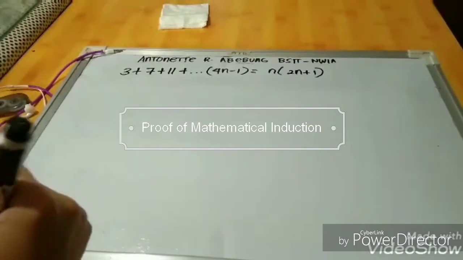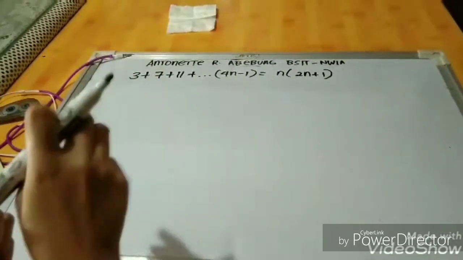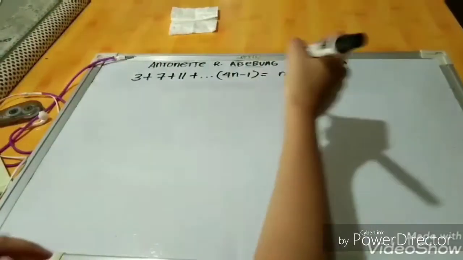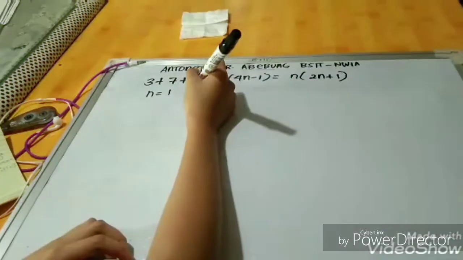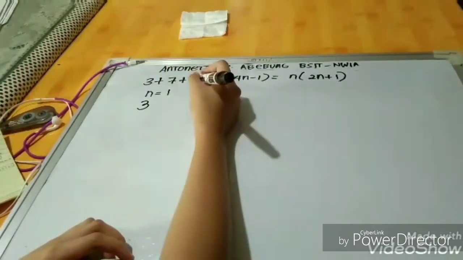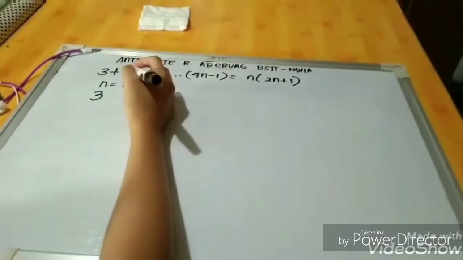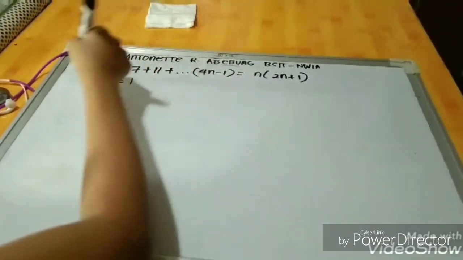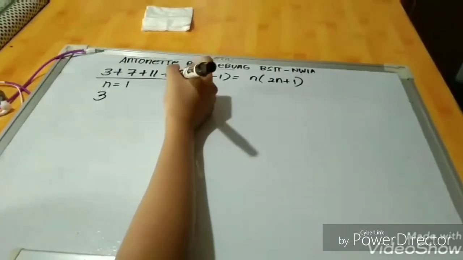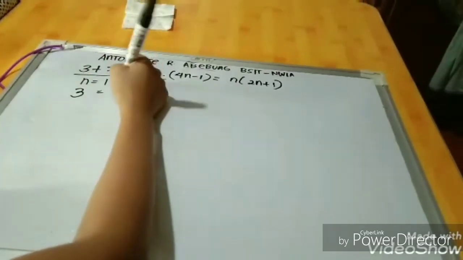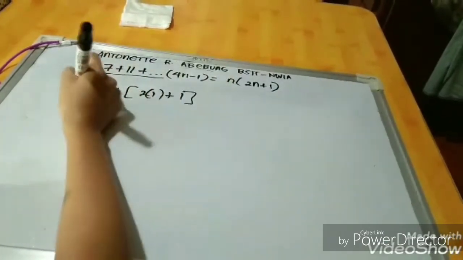The given is 3 plus 7 plus 11 plus up to 4n minus 1 is equal to n multiplied by 2n plus 1. Let's see if the first term or first sequence is true. So the first term of this sequence is 3 and n is 1, which represents the sum of the terms on the left. The sum has to be 3, so if we replace n with 1, it's gonna be like this.